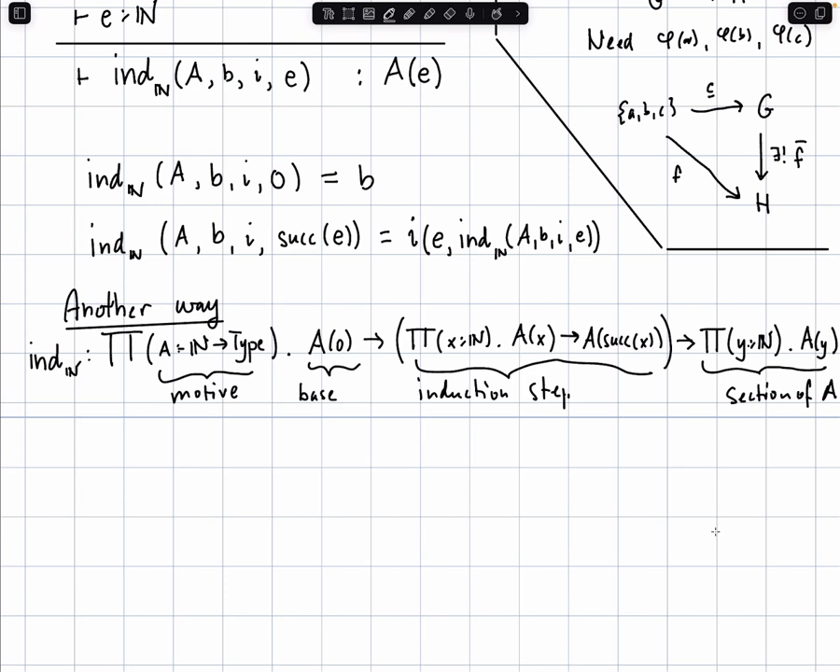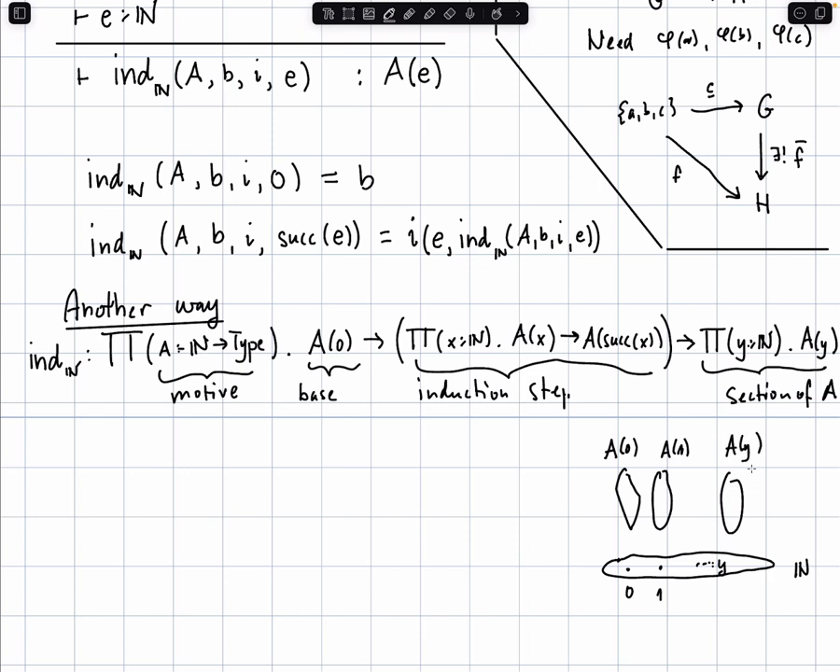So the geometric picture of this is that I have, let me draw the geometric picture. The geometric picture is this. Here you have natural numbers. And then at 0, I have here A of 0. At 1, I have here A of 1, and so on. And at y, I have here A of y.